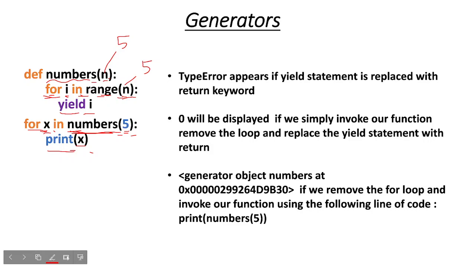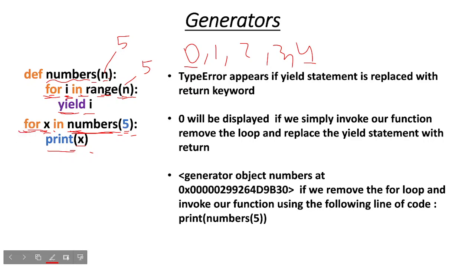So the range function will generate 5 values: 0, 1, 2, 3, and 4. And when the loop is run, each time the i variable will receive a brand new value, starting from 0 and ending in 4. Then, by placing the yield statement inside our function, we have turned our function into a generator.